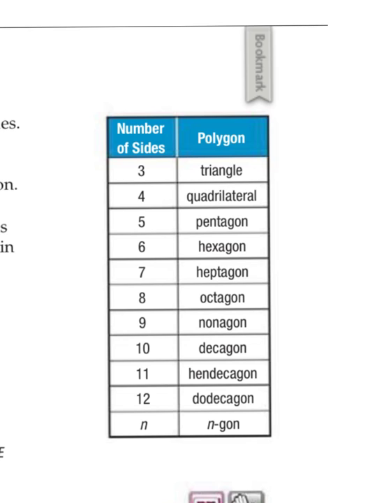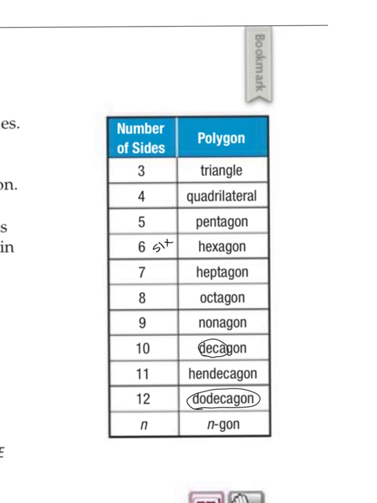Pentagon has 5 sides, like the Pentagon in Washington. Hexagon and heptagon, sometimes kids get those turned around, but just remember that hexagon has the X, just like 6 has an X in it. So your hexagon has 6 sides, heptagon, 7 sides, octagon, like an octopus, has 8 sides, and so forth. Decade is 10 years.